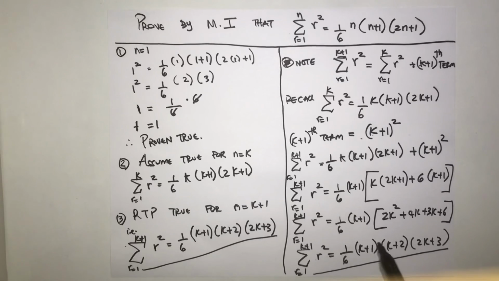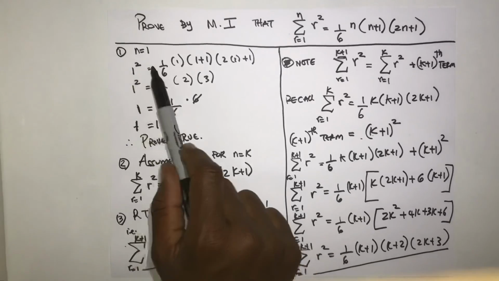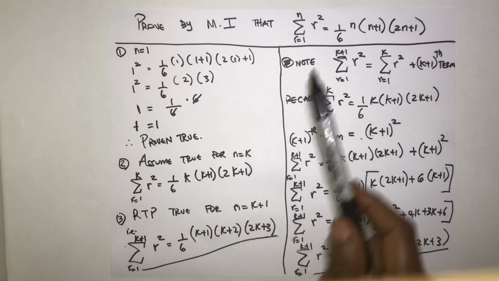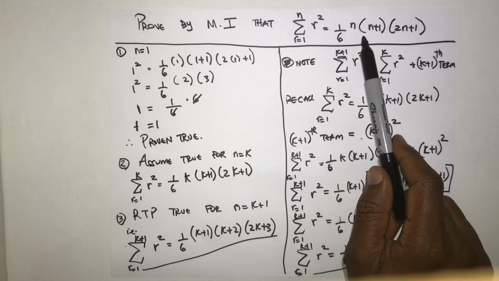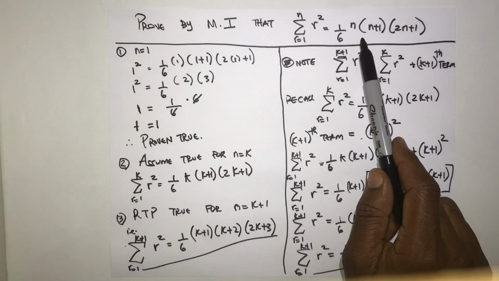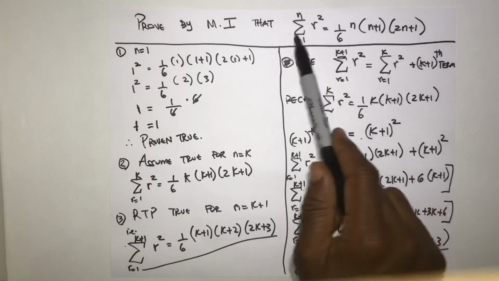So all we need now is our closing statement: since you have proved it true for n equals 1, and you have proven it true for n equals k plus 1, then for all n, which is an element of natural numbers, the expression holds.